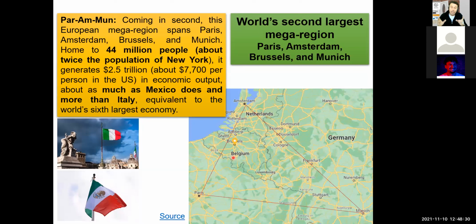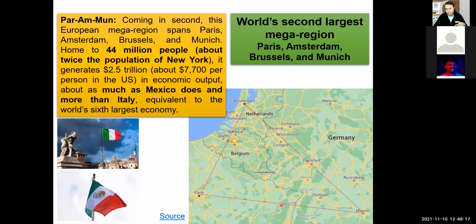The world's second largest, and I haven't done primary research to come up with ultimate data on these elements. I'm using a source that you can also access, Richard Florida's latest work. It is this triangle between Paris, Amsterdam, and Munich, and a number of urban regions, Brussels, Cologne, Luxembourg, Stuttgart, also Frankfurt, that coexist in what we can define as this mega region. In terms of economic output, again, without sharing all the more specific details, it is as much as Mexico, and more than Italy, for example.